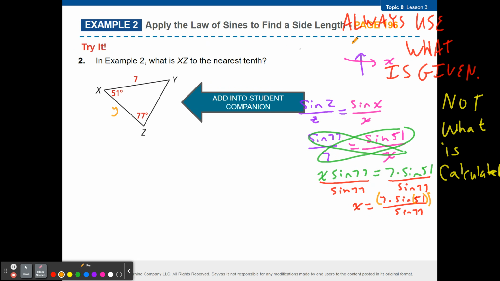And I purposely did not delete this yet because I want you to remember, always use what is given, not what is calculated. What is given here is the z's, so you should use that in your next ratio. Okay? But what are you going to have to do first? Because you're missing something here for the y's.